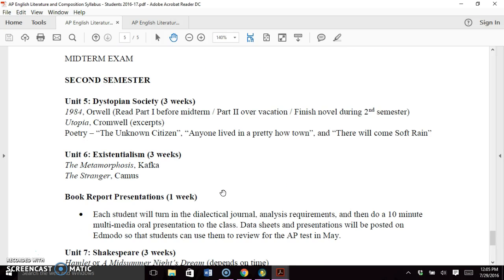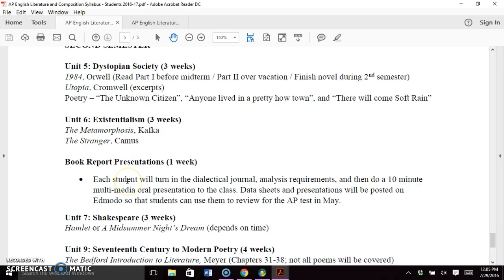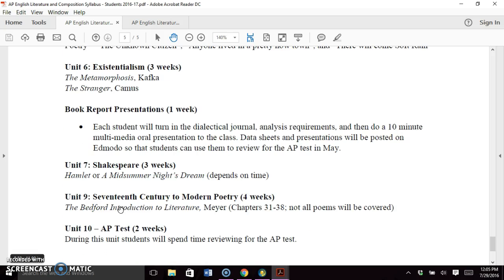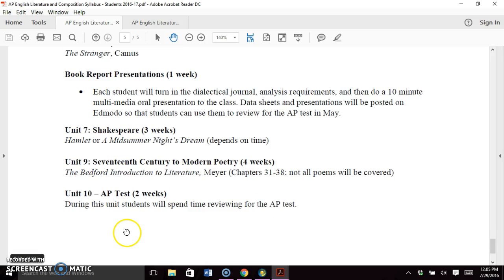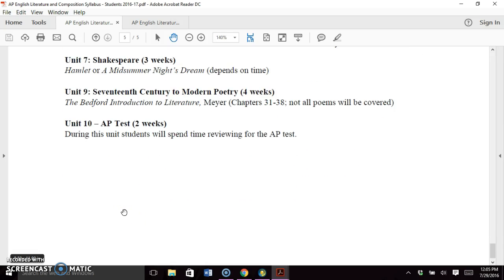And then second semester, we'll finish up 1984. It's going to be a little different because I'm breaking up 1984 this year. Then we're going to get into some existentialism. We're going to do some book reports. Yay, I love book reports. Do some Shakespeare. Haven't decided which one yet, but it depends on time constraints too. And then we'll do more poetry, lots and lots of poetry. And then we will prepare for the AP test. And that's it. That's the year. We're done. So keeping that in mind is important.